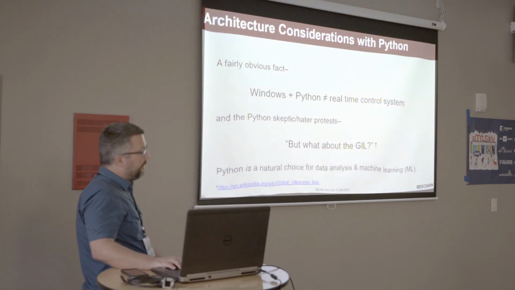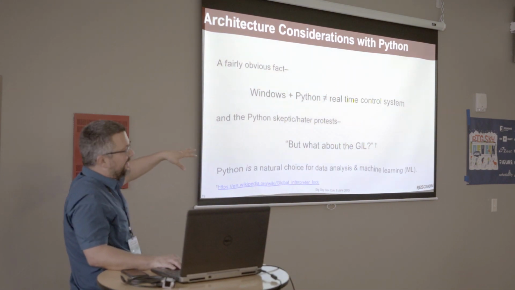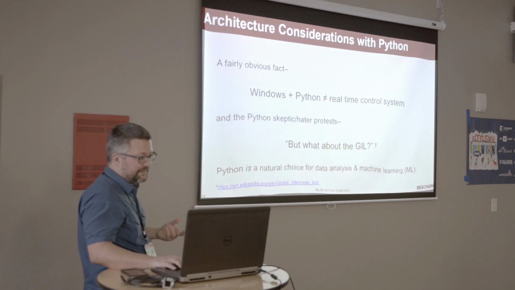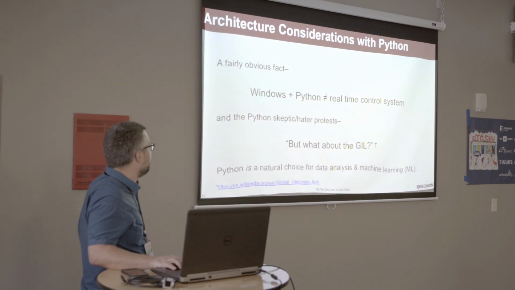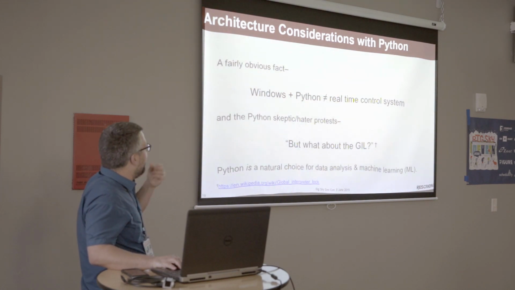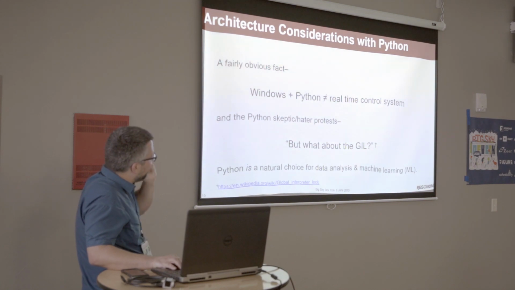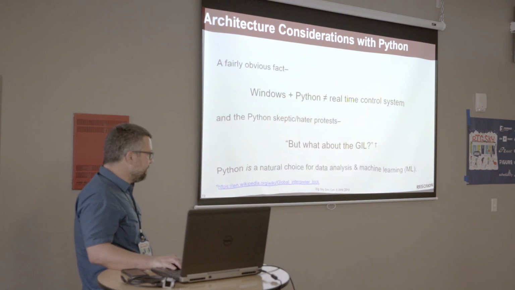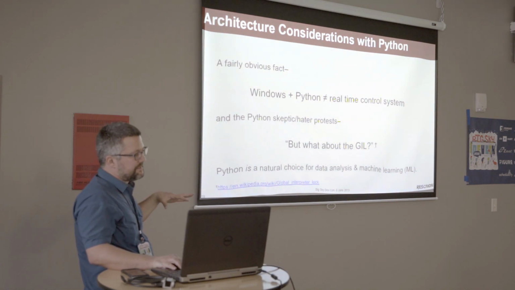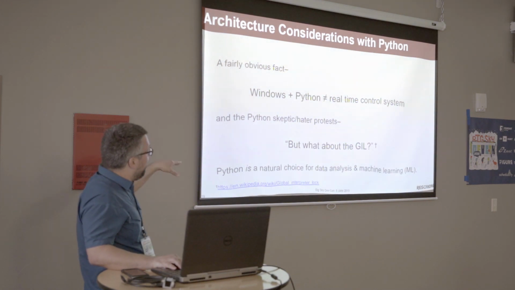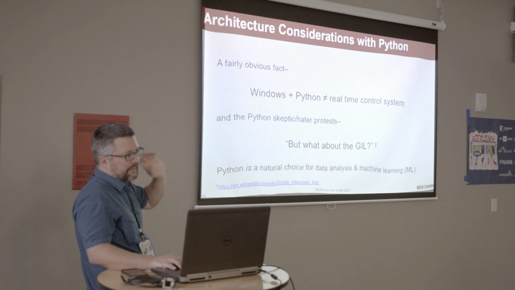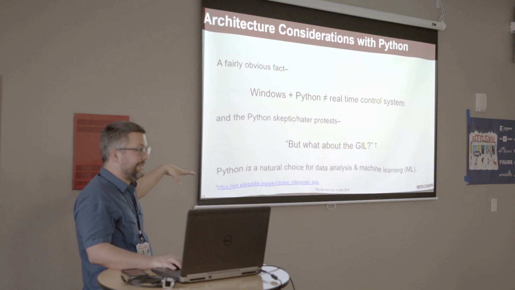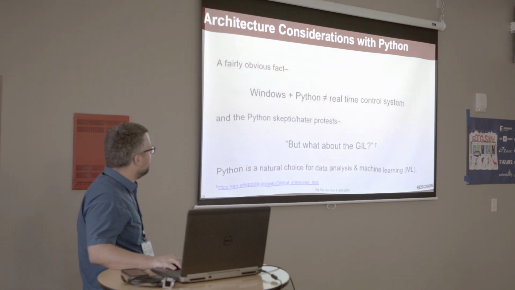So someone will say, Windows plus Python, right? It's clearly not a real-time control system, and I'm trying to coordinate hardware and frame rates and all that, and it can bite you if you don't do it right, or if things are just getting delayed. And then maybe a Python skeptic or hater will say, but what about the GIL? That's the global interpreter lock, which means you can basically only have one thread running at a time unless you do really fancy things. But Python is a natural choice for data analysis and machine learning, right? The whole TensorFlow and all that is very Pythonic. And that's kind of the whole purpose here, to get data and make decisions. And Python's great for that.